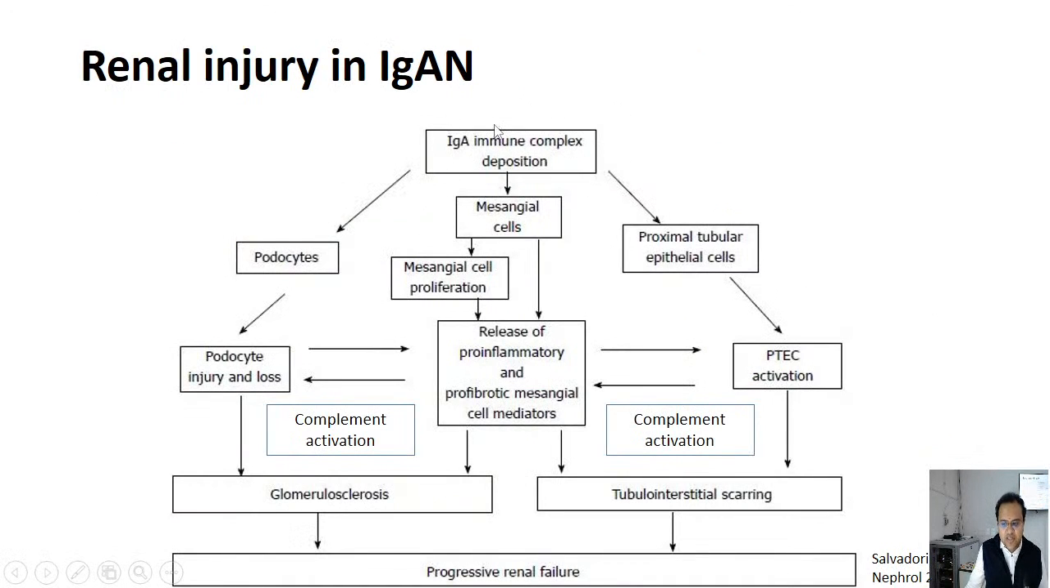Once it is deposited in the kidneys, there is activation of the mesangial cells, which causes release of pro-inflammatory and pro-fibrotic cytokines. There is podocyte injury, which causes glomerulosclerosis. There is proximal tubular epithelial cell activation, which causes tubulosclerosis. And right now, complement activation, both the alternate pathway and the lectin pathway, is thought to play an important component in the pathogenesis. This finally results in progressive renal failure and end-stage renal disease. This is how the pathogenesis of IgA is understood at present.